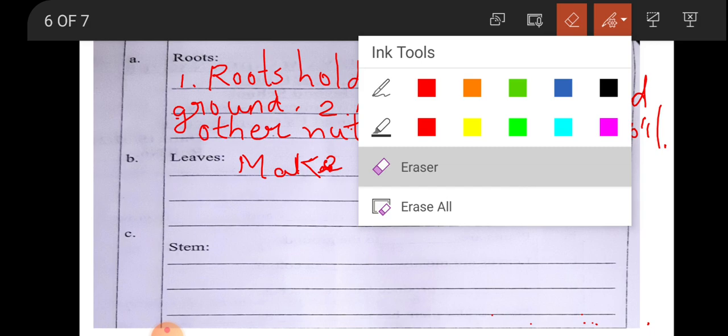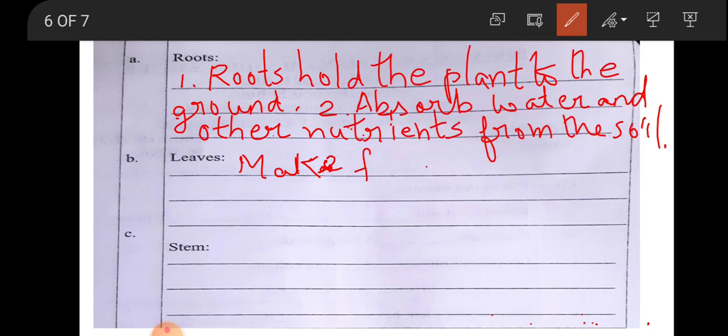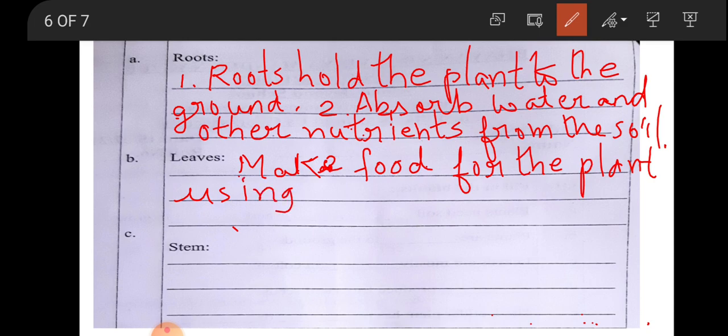Doesn't write properly after taking. Food for the plant using water and sunlight. ठीक है. Yes, leaves make food for the plant using water and sunlight. It directly cannot make the food. पानी और sunlight की बहुत ज़रूरत पड़ती है. It takes the water and sunlight.